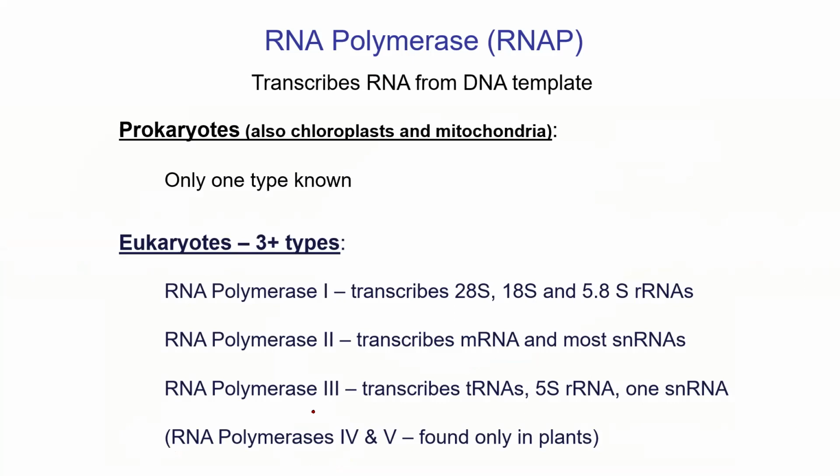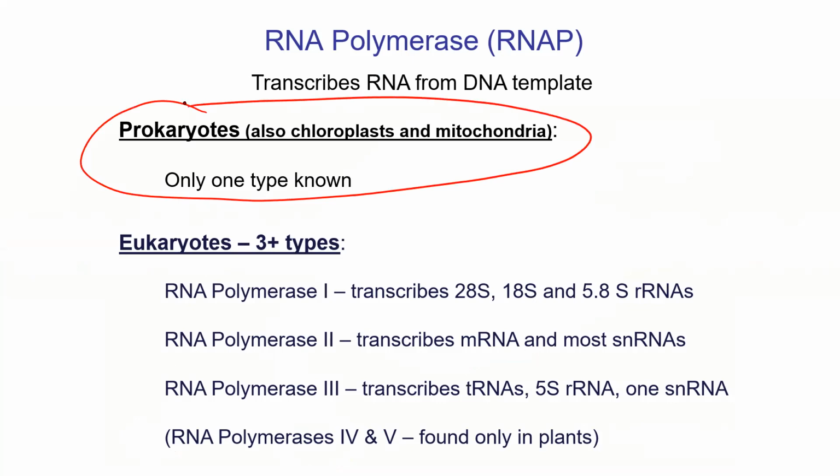I told you I had a slide. So like I said, if you're a prokaryote, you have one type. If you're a eukaryote, you have 3 types, unless you're a plant. For some reason, plants seem to have extra types. So you can see in eukaryotes, different RNA polymerases are transcribing different types of RNAs.